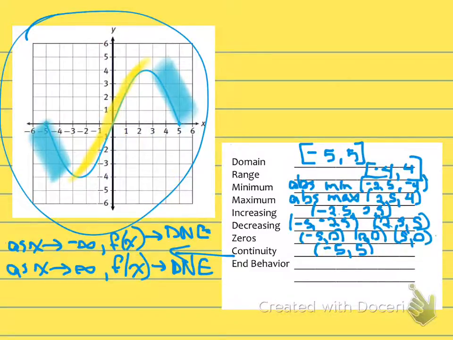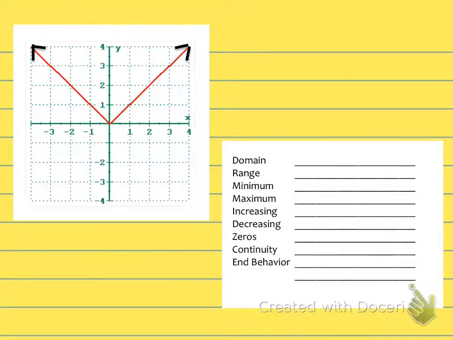Let's look at another one. Here we have an absolute value function. And again, pause and try to answer these questions, and then I will do the same right here. Okay, so the domain here is all reals. The range is y is greater than or equal to 0. The minimum value is 0, 0, and that is absolute min. And there is no max.